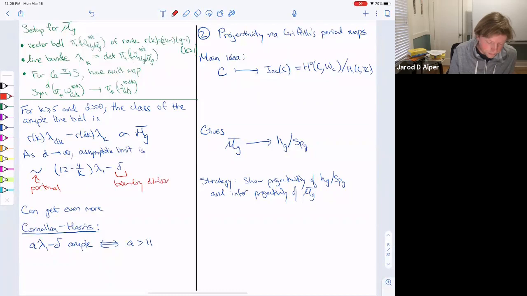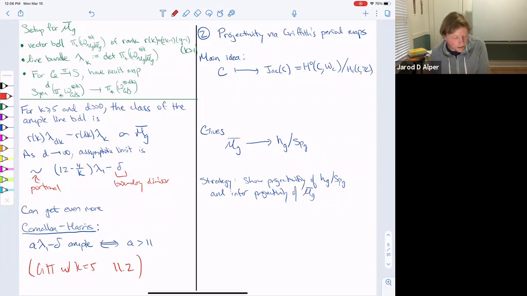But yeah, this actually gives you quite a lot. This is tracing out part of the ample cone on M_g bar in the lambda-delta plane. But you can actually get more, which is this theorem by Cornalba-Harris, that in fact a lambda minus delta is ample if and only if a is greater than 11. And what GIT gave with k equals 5 only gives 11.2. So you can work a little harder and you get the full ample cone, at least in that two-dimensional plane of the Picard group.